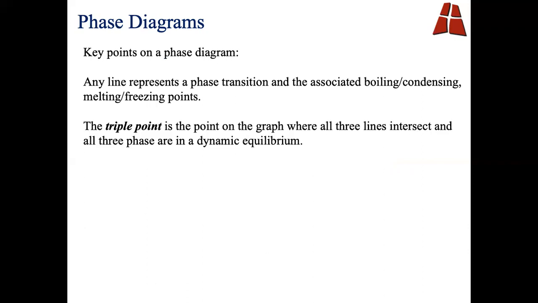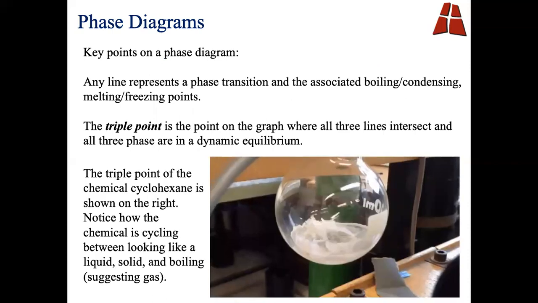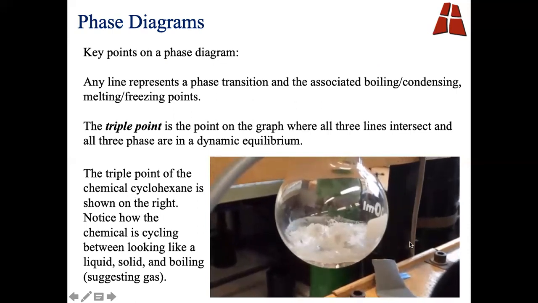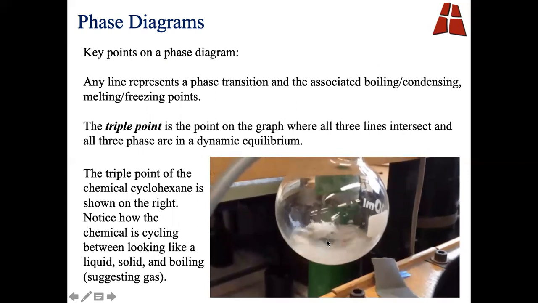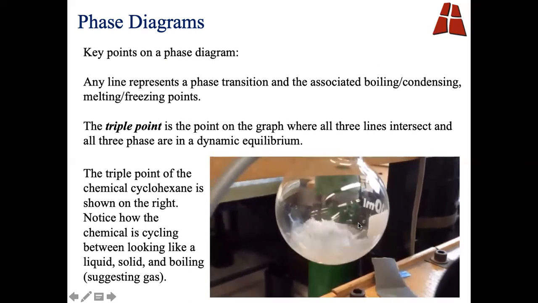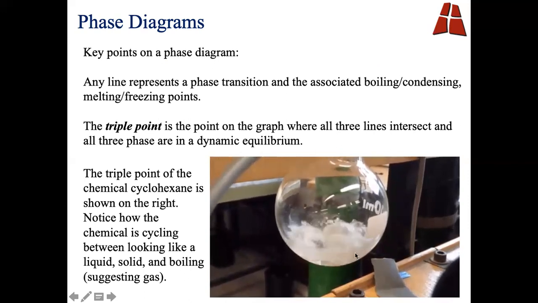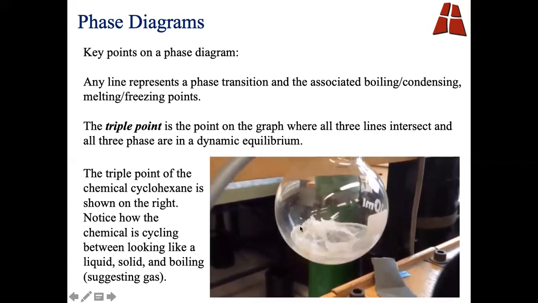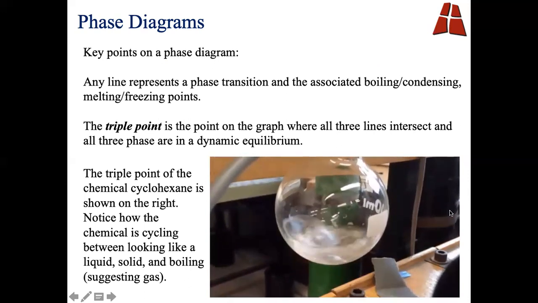All right, so like I just said, any line represents phase transition. There's also a triple point. This is the point on the graph where all three lines intersect and all three phases are in dynamic equilibrium. This actually looks really cool. This is a chemical called cyclohexane. And if you look at it, this is cyclohexane at its triple point. And so it is simultaneously freezing, boiling, subliming, depositing, melting, freezing, all at the same time. Everything is in equilibrium here. So right there, it kind of looks like it's boiling a little bit more, but then it freezes. And then it basically starts over again.